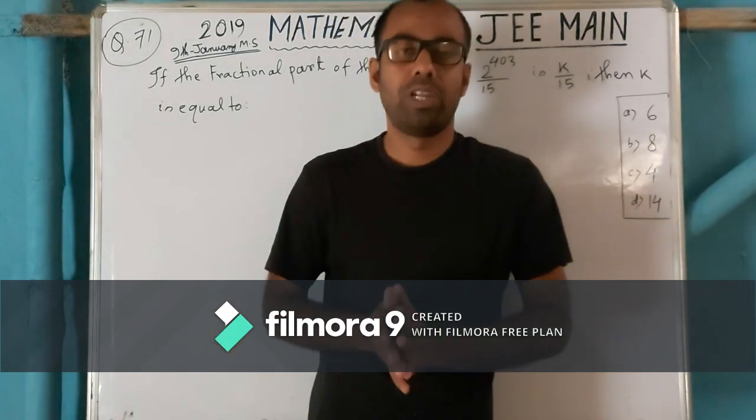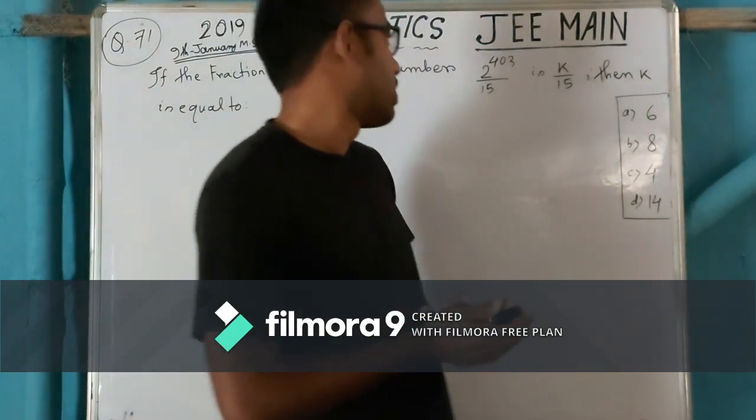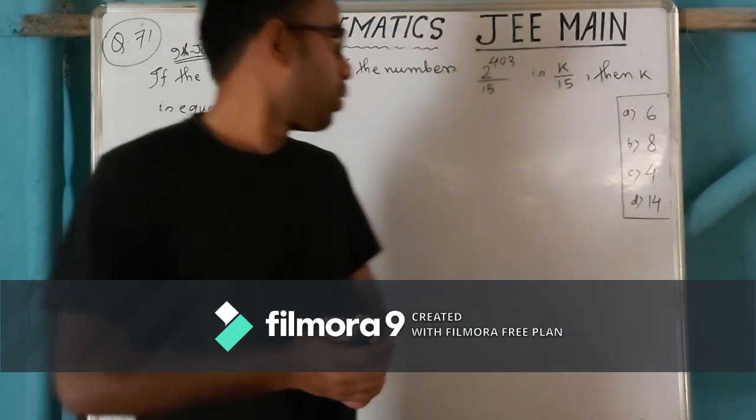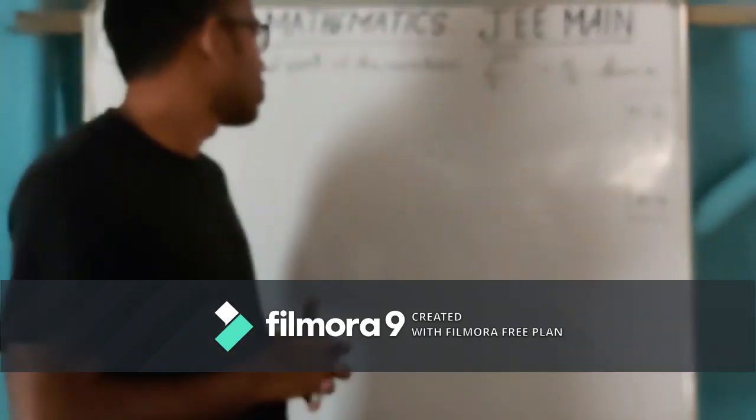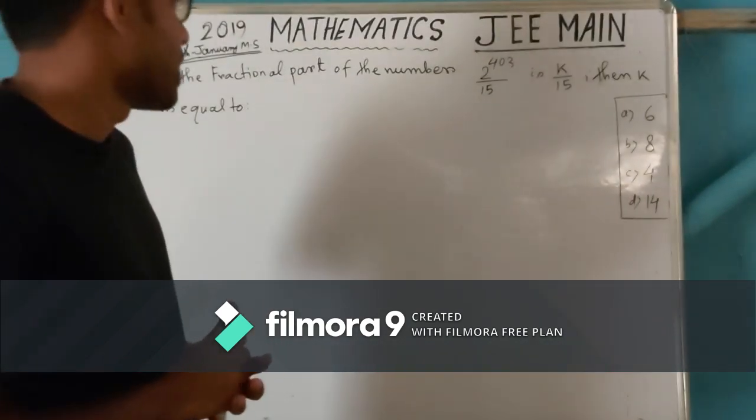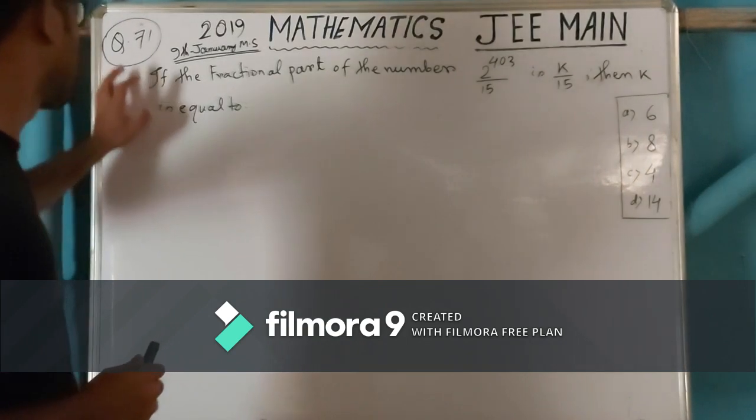Today I solve a new problem, and this problem is very important for the JMS exam. So, how can you find the solution to this type of problem? Now start. The question number is 71.